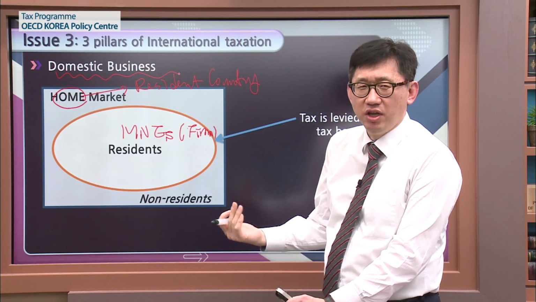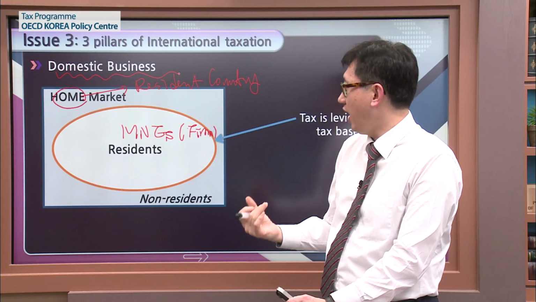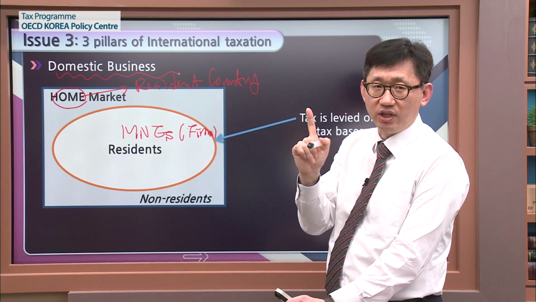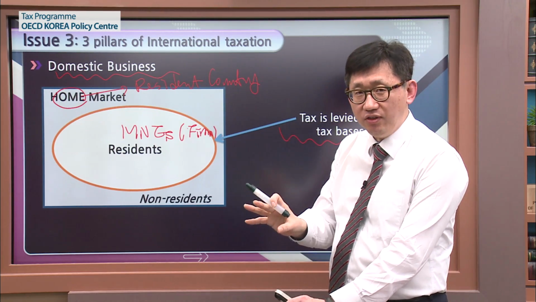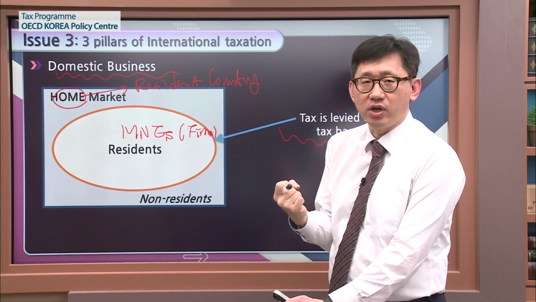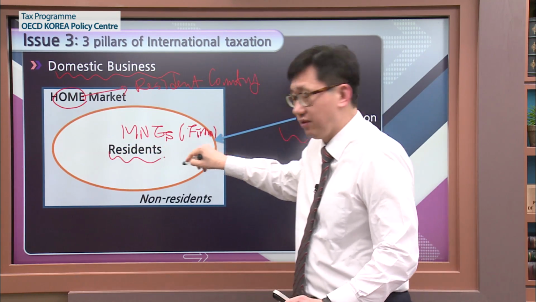There is nothing contrasting, no conflicts of interest happen. Why? Because there is only one tax authority, and tax is levied on a tax basis. And the domestic tax authority has full jurisdiction to tax residents.